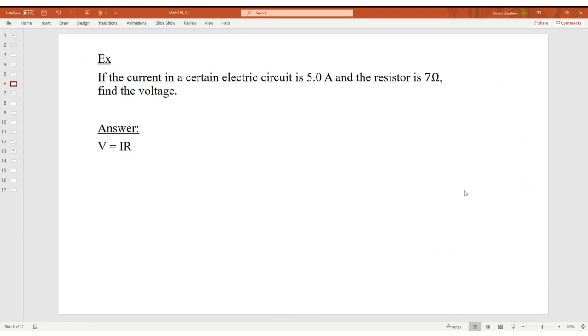says, example 1, if the current in a certain electric circuit is 5 amperes and the resistor is 7 ohms, find the voltage. So what is given is the current I equals 5 amperes. We have R, the resistor, equals 7 ohms. And we are looking for the voltage. It's straightforward, the formula is given. The voltage is I, the current, times the resistor. So I will multiply the current, which is 5 amperes, times the resistor, which is 7 ohms.